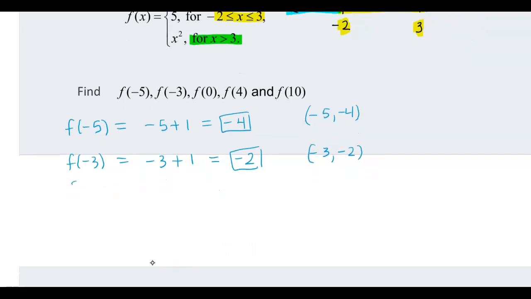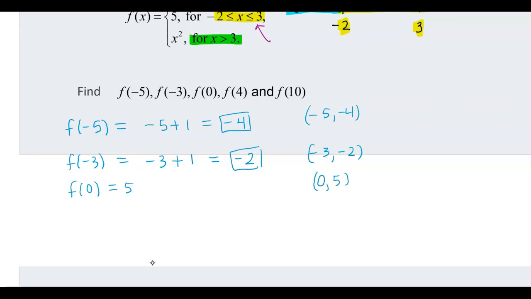When we want to look at f of 0, 0 is going to be in that middle part of the graph, right? It falls in between negative 2 and 3. So instead, we're going to use this function output. It doesn't matter what value you are for x, if it's in between negative 2 and 3, the output value is going to be 5. So another point on the graph is (0, 5).